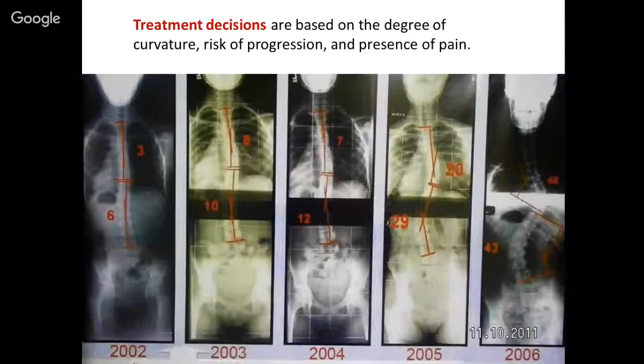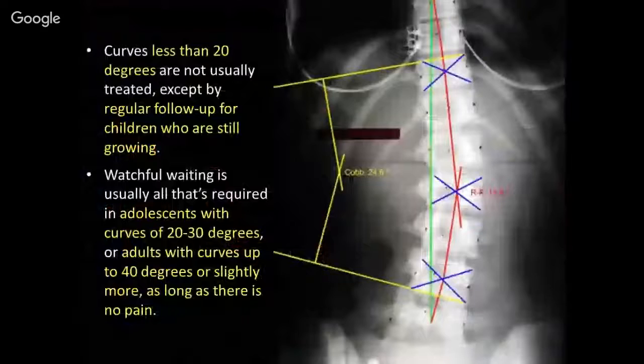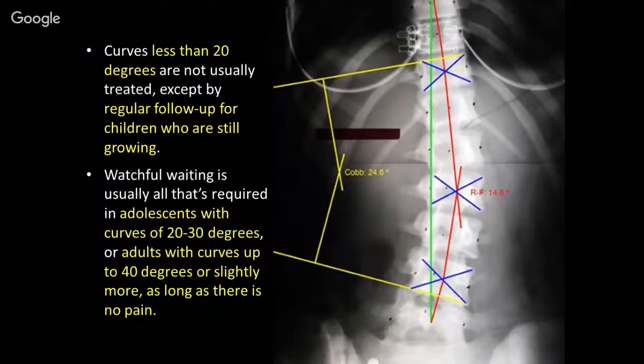So the treatment decisions are based on the degree of curvature, the risk of progression, and the presence of pain. So here's an example of somebody who, from 2002 to 2006, you can see how they progressed significantly in a period of 4 years. Curves less than 20 degrees are usually not treated except for regular follow-ups and just monitoring.